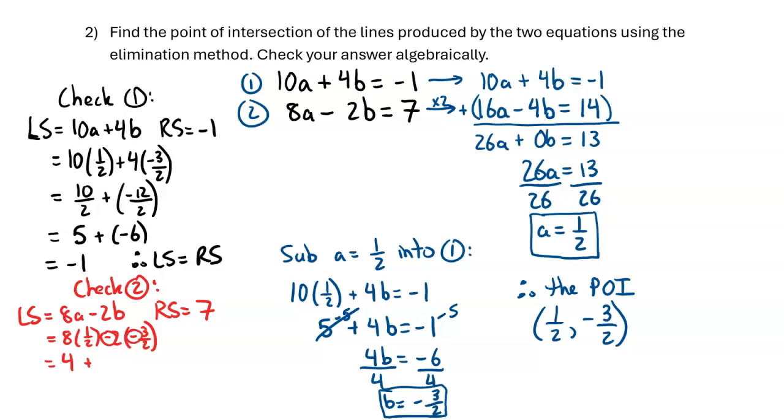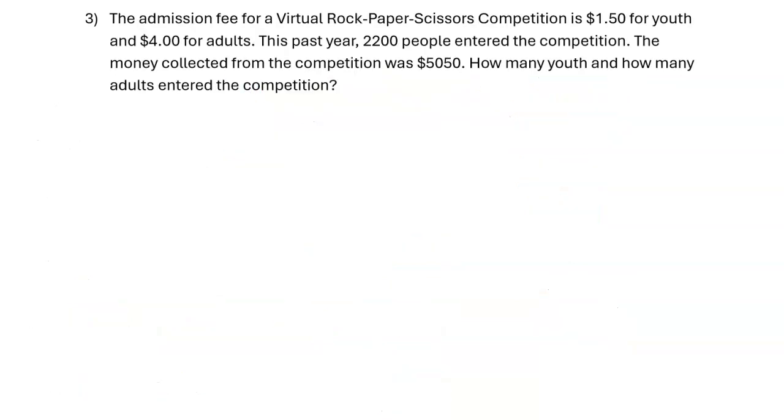Negative 2 times a negative gives me a positive, and so it ends up being 3. And so 4 plus 3 is 7. The left side is equal to the right side, and we can have confidence that we got that answer correct. It is, in fact, a point of intersection of a half and negative 3 over 2.